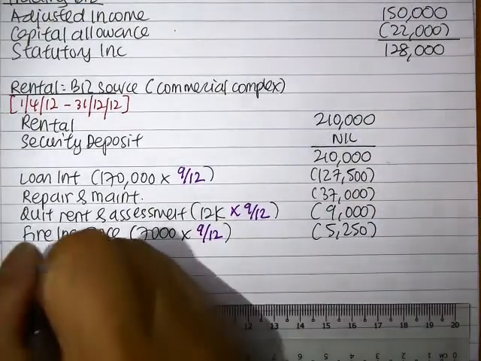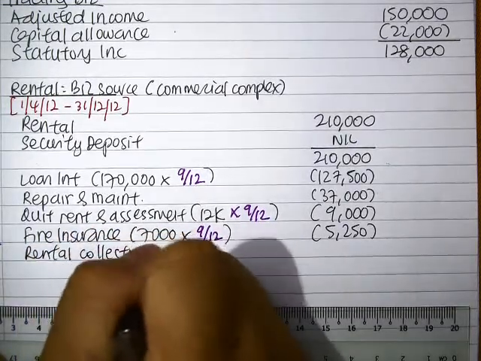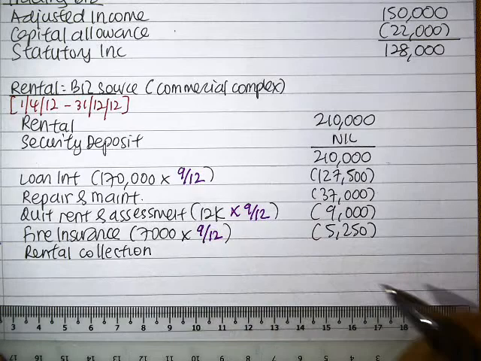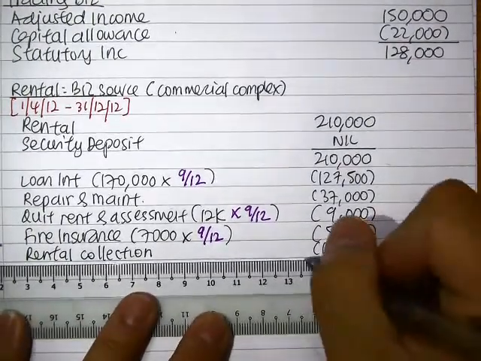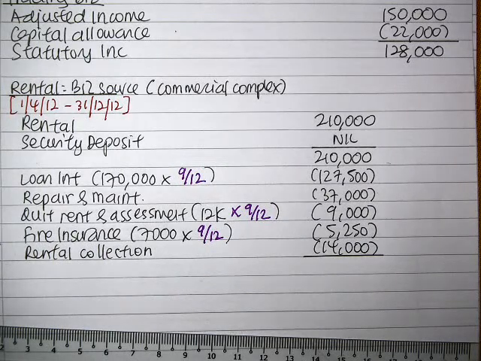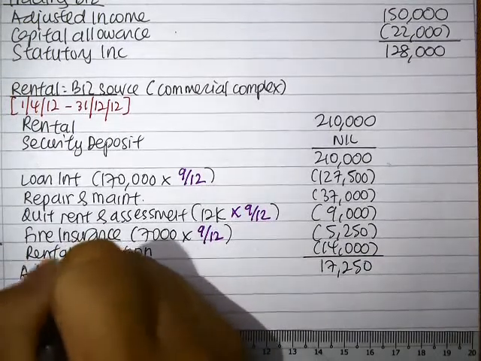5250. Right, the rental collection, well obviously this must be expenses incurred after you commence, or else there's no rental to collect, agree? So this will be the expenses. Alright, so the adjusted income will come to, I'm sure, 17250.